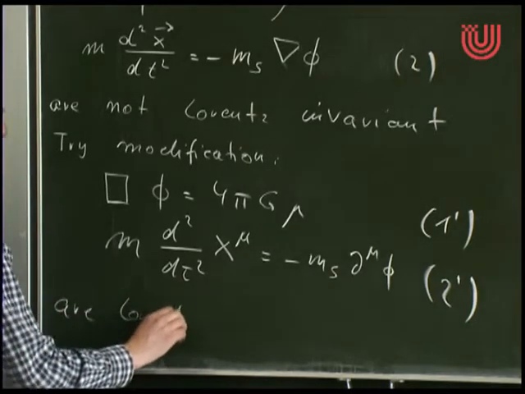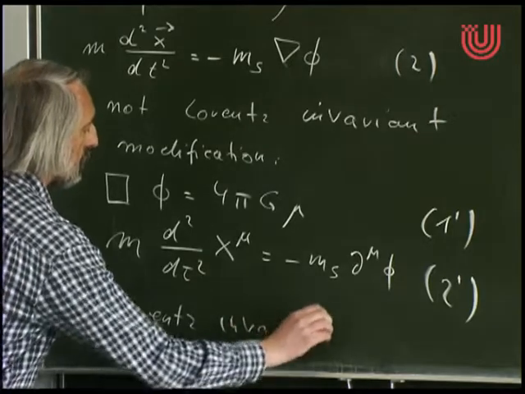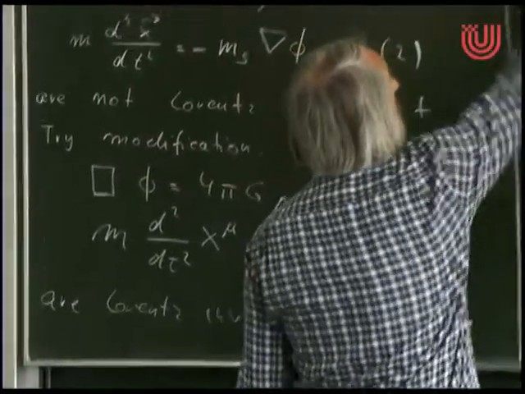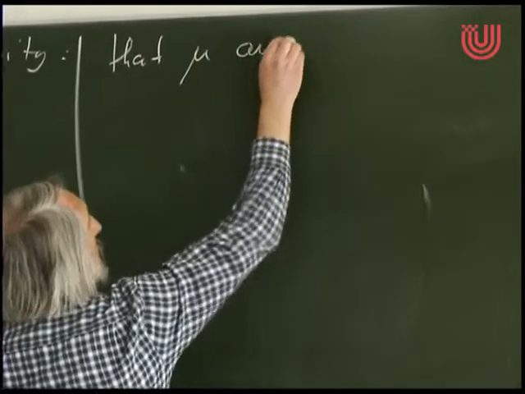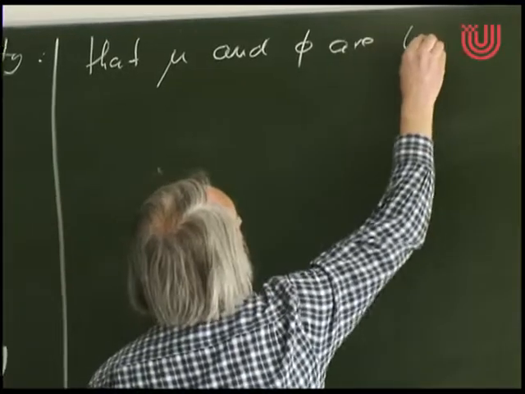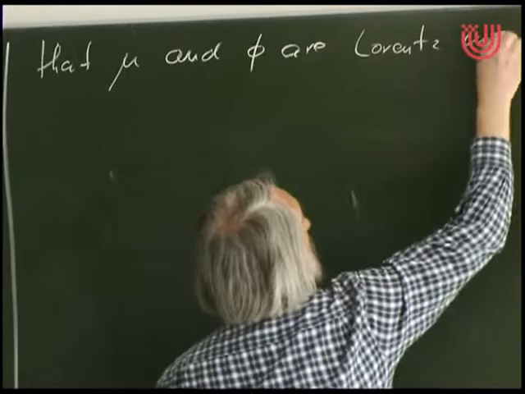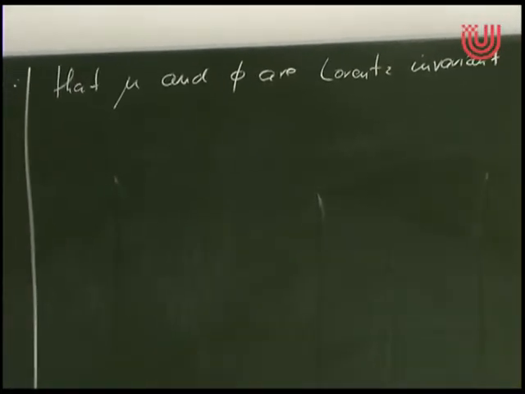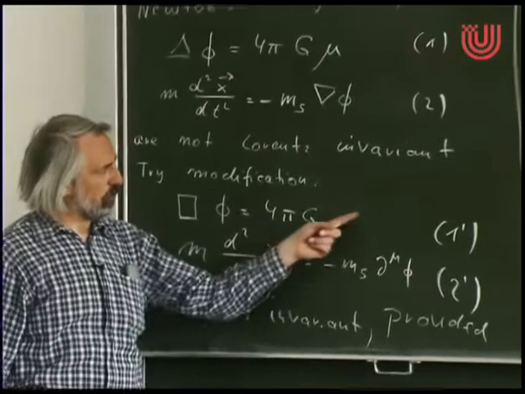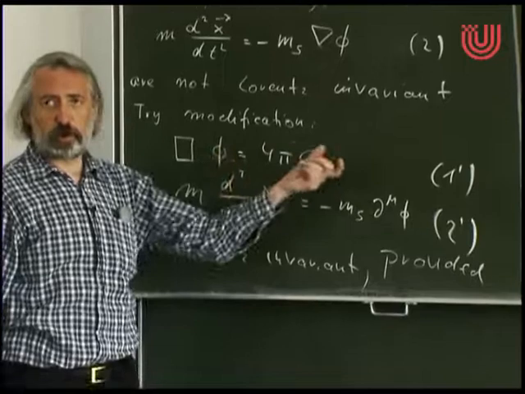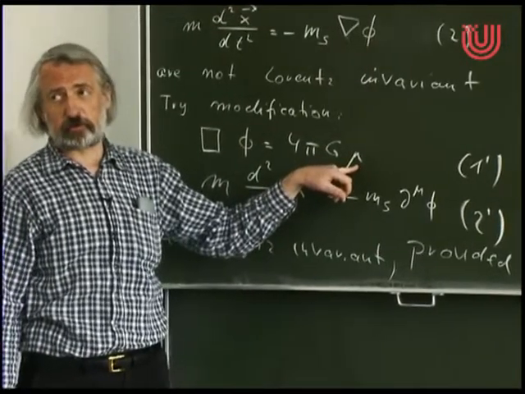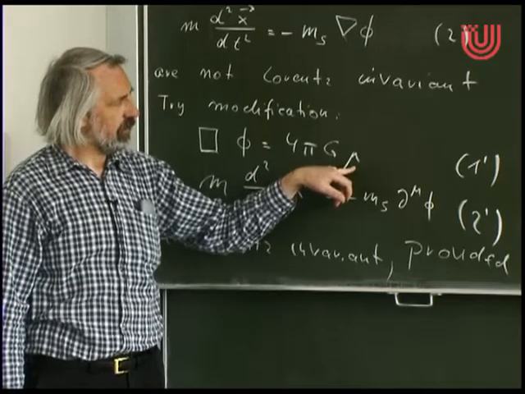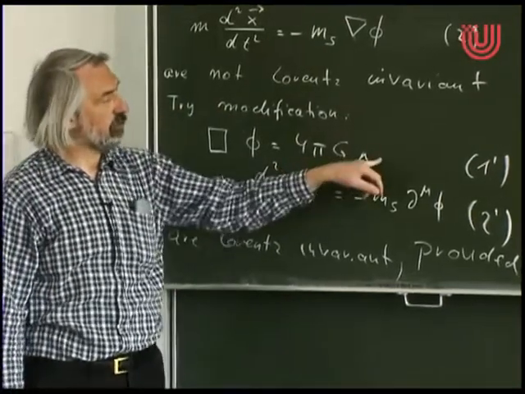We already talked about this, provided that we assume that mu and phi are Lorentz invariant. That assumption is a little bit of a novelty when we come from Newtonian physics, because we would read this in a natural way as a mass density in the inertial system in which we write down this equation. But then, of course, it would not be Lorentz invariant, because the volume is not Lorentz invariant, right? So if we insist on interpreting this as a mass density in the inertial system, then this assumption would not be satisfied, and then the equation would not be Lorentz invariant.